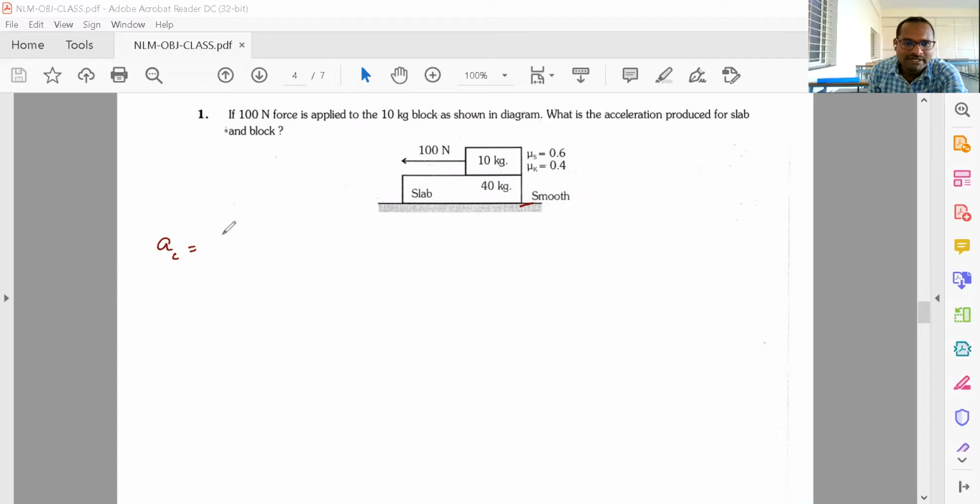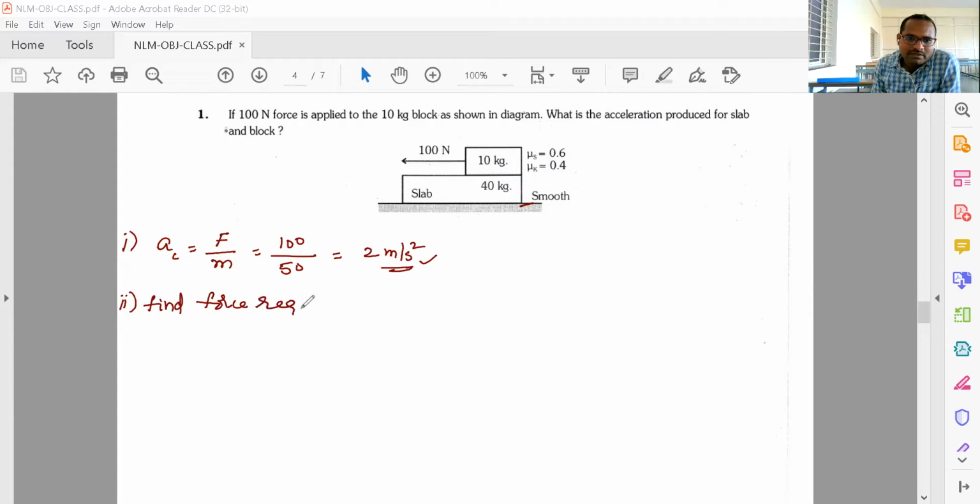First point, common acceleration is applied force divided by mass. Applied force is 100 Newton. How much mass are we pulling? 10 kg plus 40 kg is 50 kg. So they will move with 2 meter per second square acceleration. Okay. Now, the second point is to find the force required.